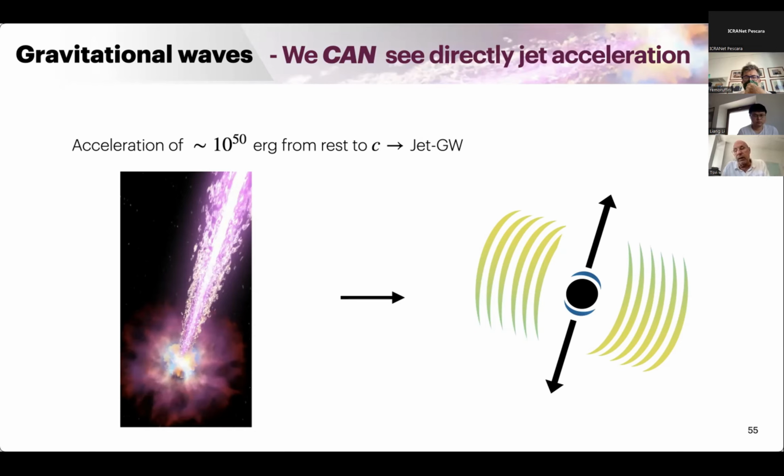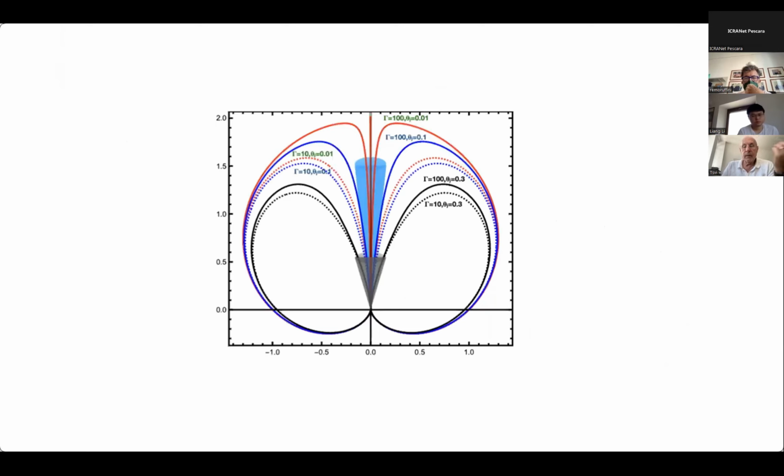Because if we will be able to measure them, we will be able to know exactly how the central engines of GRBs and other objects operate. Because this gravitational wave will reveal exactly the acceleration process. So what is the expected signal?